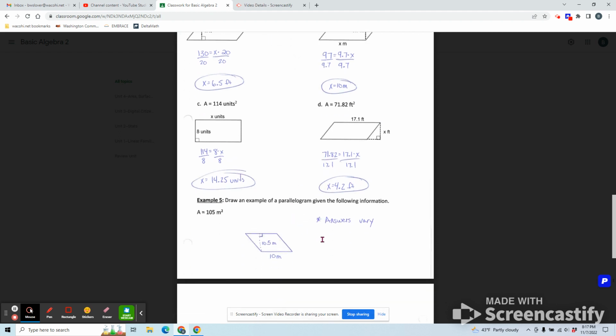And then number 5 is asking you to draw an example of a parallelogram. So just like we've previously seen, here's my area, and I'm going to work backwards to find my height or my base. You pick a number that is less than the area. So 10 is less than my area. So it would be 105 equals 10 times x, divide by 10, and I get my height is 10.5 meters. So once again, my answers vary because it depends on what number you started with. As long as that number is positive and is less than your area, it will work.